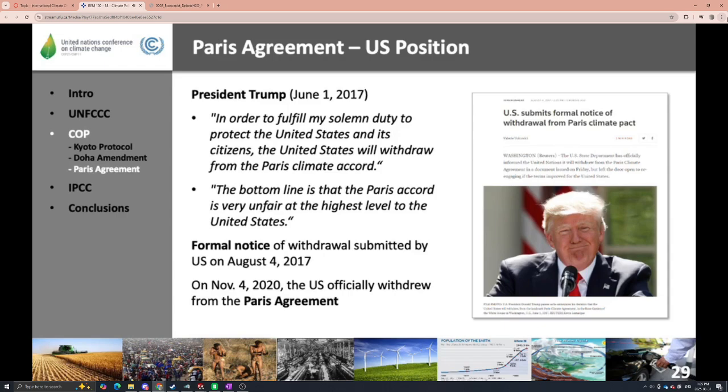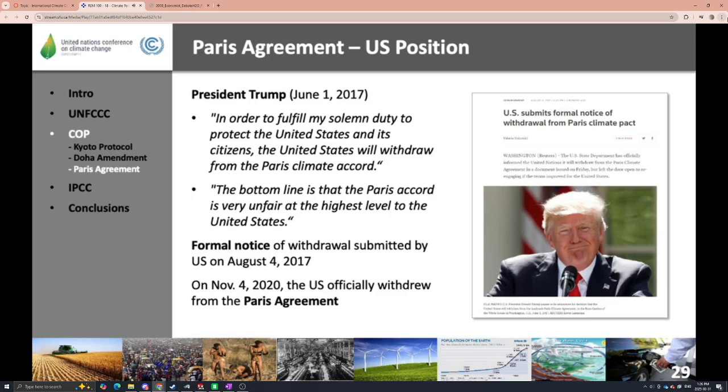In 2017, President Trump announced that the United States would be withdrawing from the Paris Agreement, arguing that it is economically unfair to the US. Now, nations cannot just withdraw from these agreements overnight. It's actually quite the opposite, as the procedures for withdrawing are quite lengthy. So, on August 4th, 2017, the US gave formal notice, and on November 4th, 2020, 4 years after the agreement went into effect, the United States officially withdrew from the Paris Agreement and is no longer at the negotiating table.